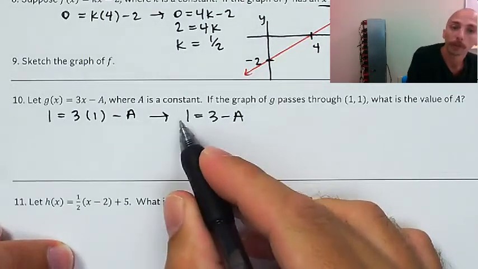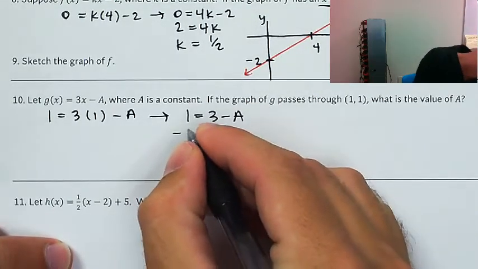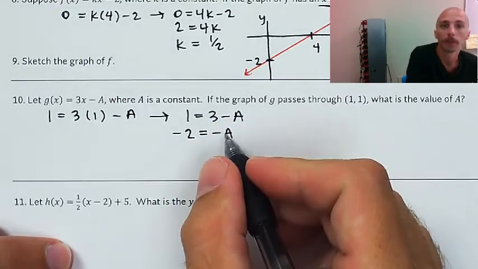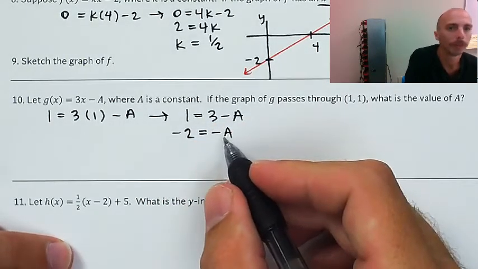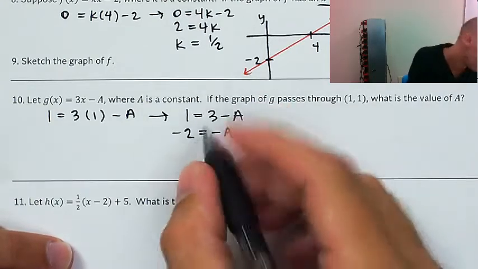And maybe I'll subtract 3 from both sides. So 1 minus 3 is -2. If I want to get rid of this negative, I'm going to multiply both sides by -1, or divide both sides by -1, depending on how you're looking at it, same thing. And I'm going to say that a equals 2.